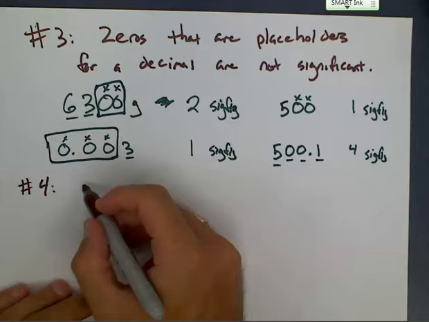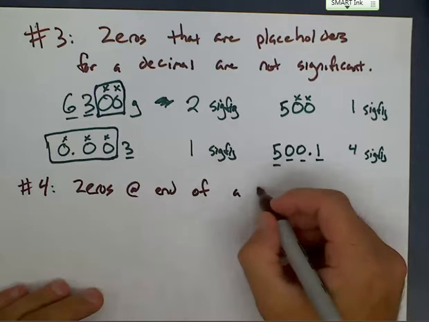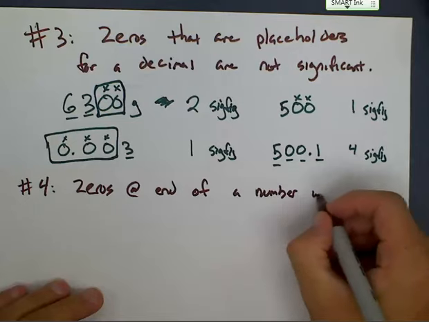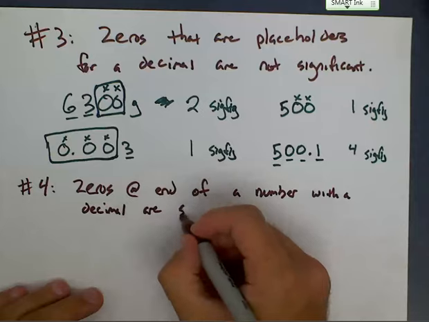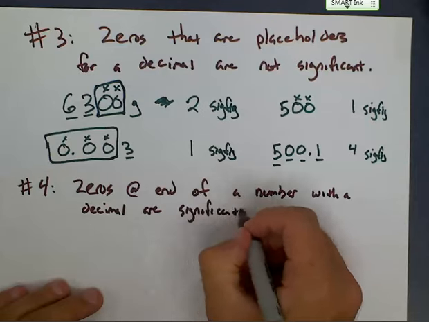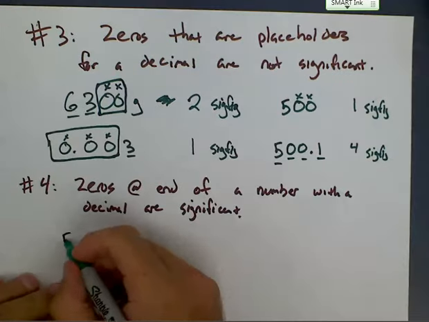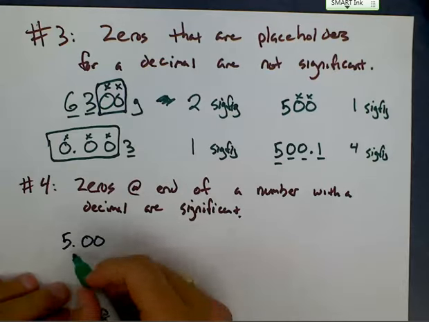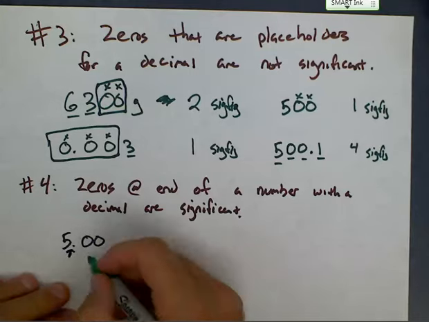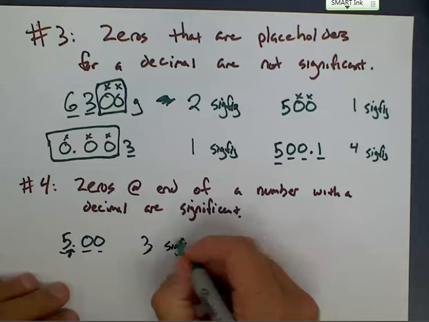Your fourth rule is zeros at the end of a number with a decimal are significant. So, if I was dealing with the number 5.00, these zeros are at the end of a number with a decimal, which means they are significant. I would have 3 significant figures here.